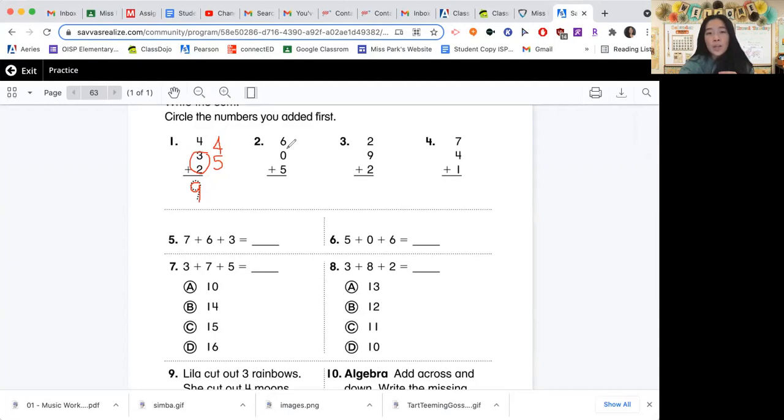Another way you can do it is you can do like that greater than sign, and you're connecting these two numbers. So 6 plus 0 equals 6. And then 6 plus 5 would give you 11.